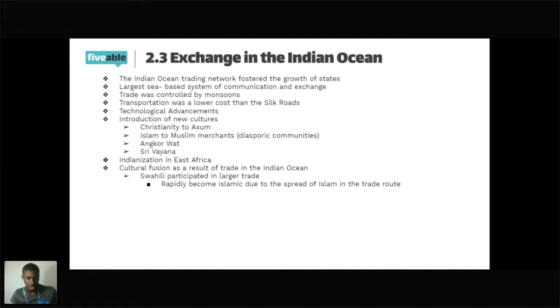And also, you have the calculation of latitude and the evolving of the needle as well. So, a lot of technological advancements were developed along the Indian Ocean trade route. Next, you have the introduction of new cultures. For instance, you have Christianity being introduced to Axum, which was a territory in Africa.